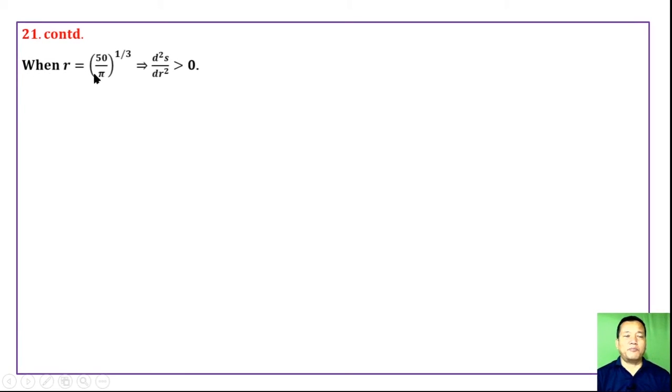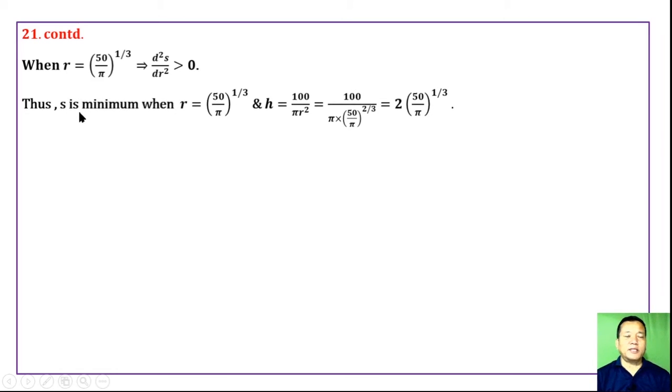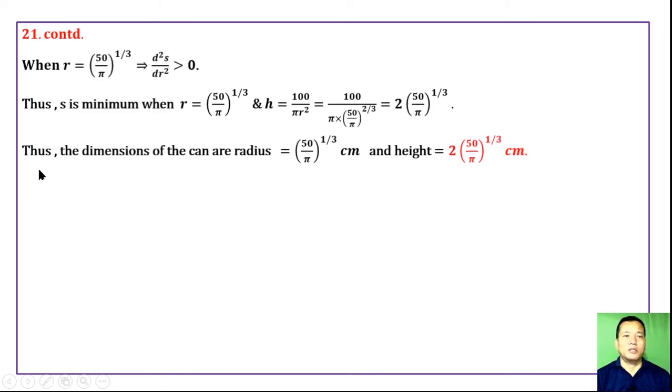When r is (50/pi)^(1/3), the value of the second order derivative is greater than 0. Thus S is minimum. Surface area is minimum when r is this and h is this. Substituting the value of r in this expression, we get this, and simplifying we get this. Thus the dimensions of the can are: radius is this and height is equal to this. Hence found.